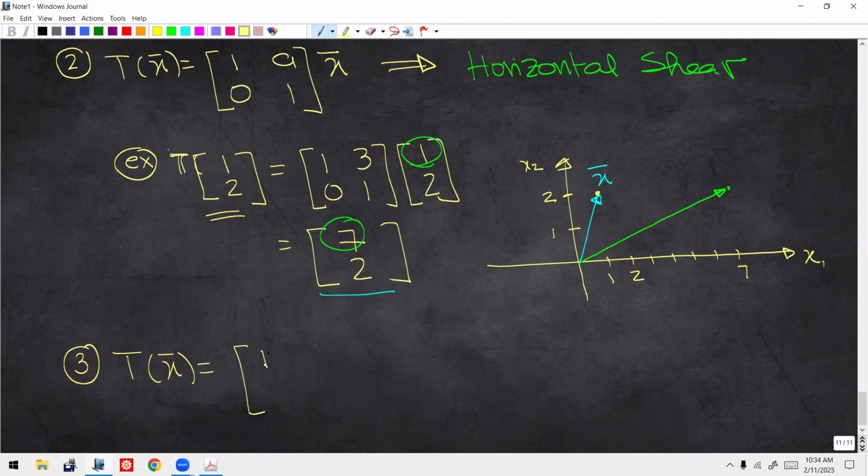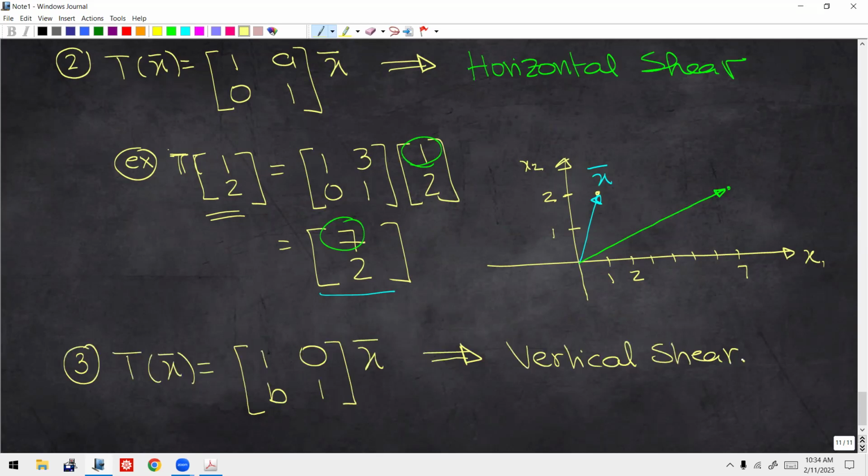I'll do one more. If you have 1, 0, I'll use a B this time since it's a little bit different, B, 1, times X. I'm not going to do an example. If you look at this, it's the same as the previous example. Instead of getting a horizontal shear, you're going to get a vertical shear. It's going to stretch it vertically. Horizontally, it's going to stay the same. Okay, so that's a vertical shear.